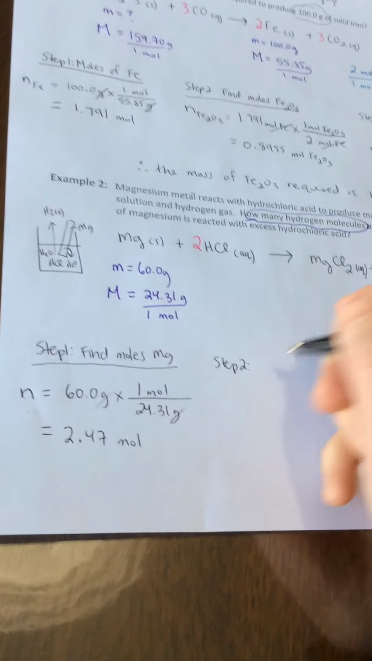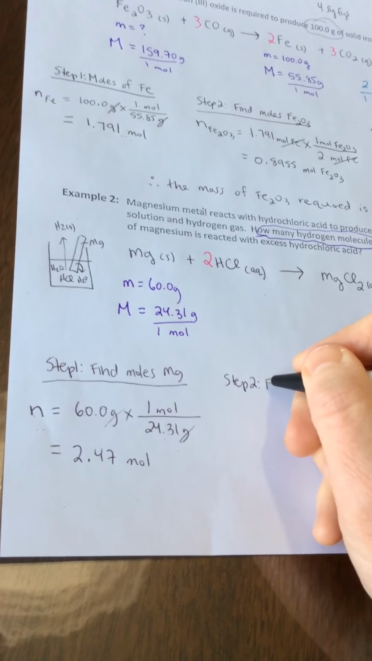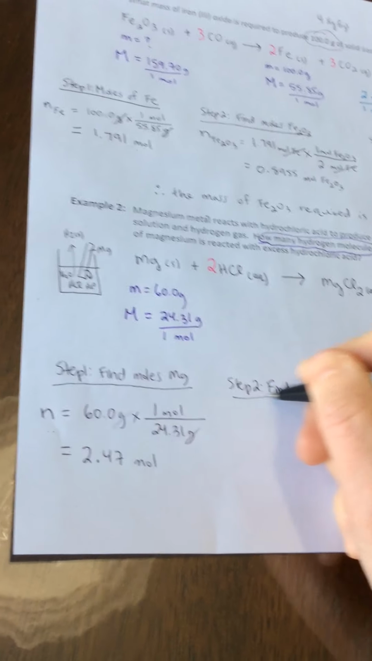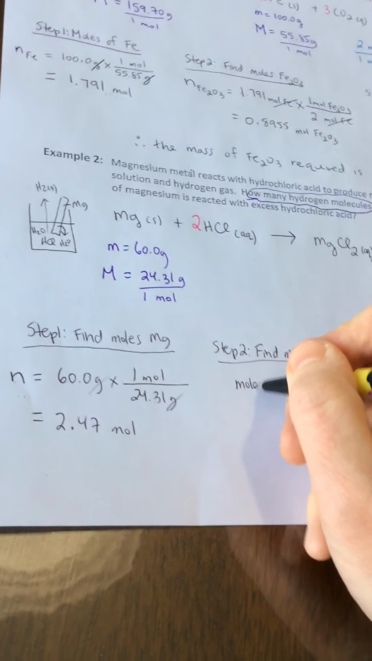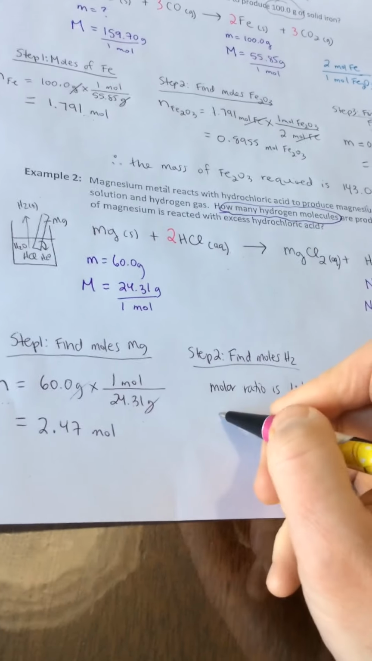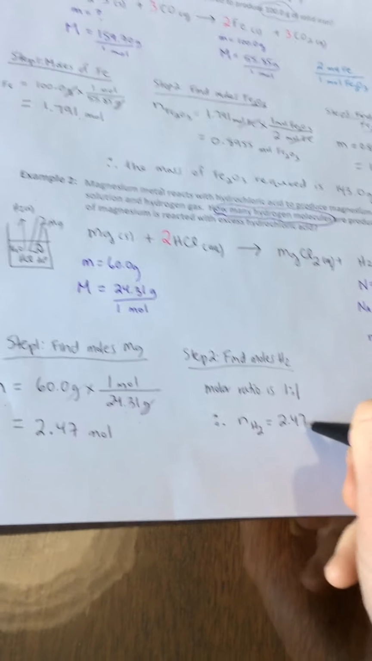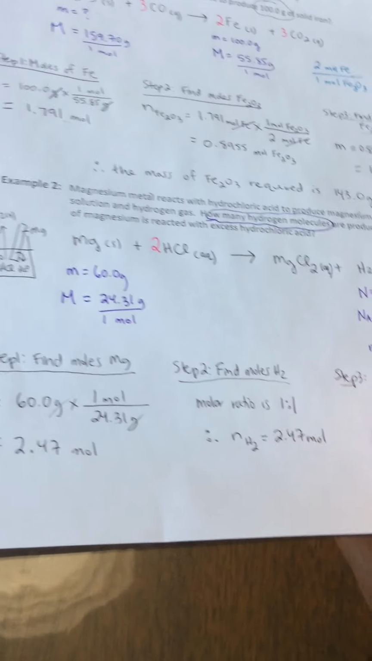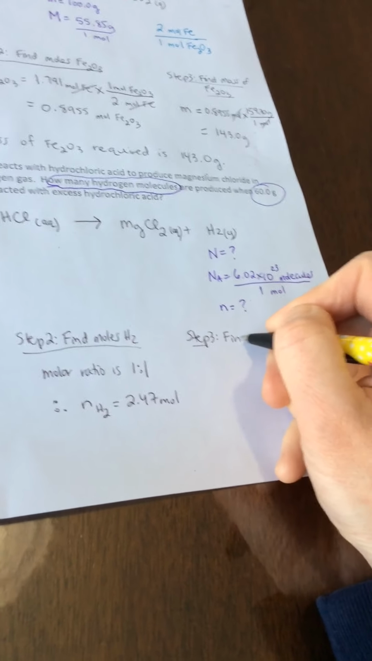Step 2. You're going to convert moles of magnesium to moles of hydrogen gas. So find moles of H2. Well, there's no calculation to do. All we need to do is state that the molar ratio is 1-to-1. Therefore, the moles of H2 is 2.47 moles.